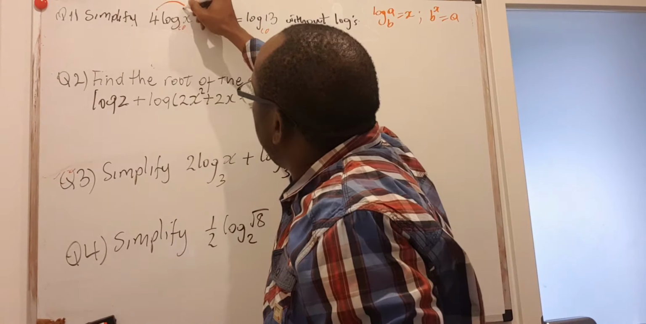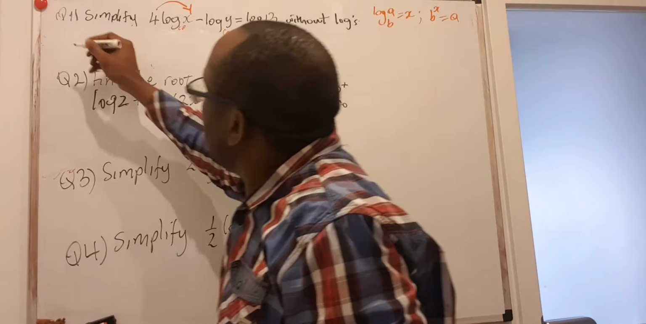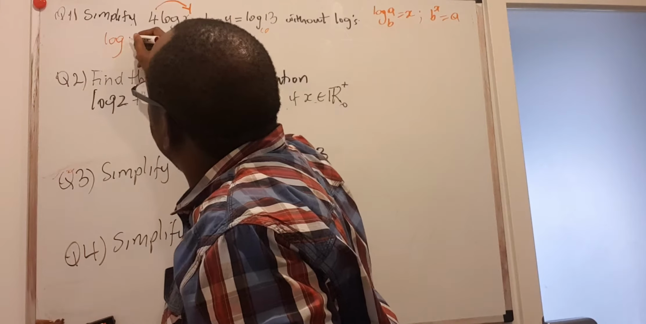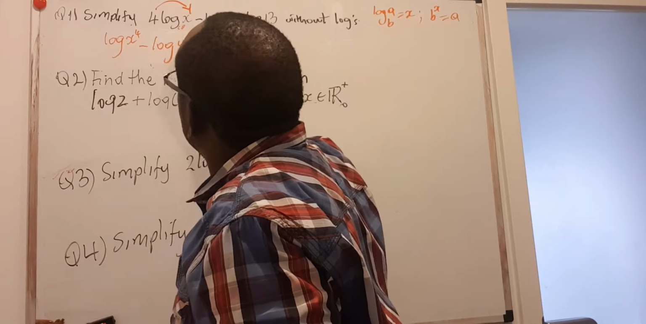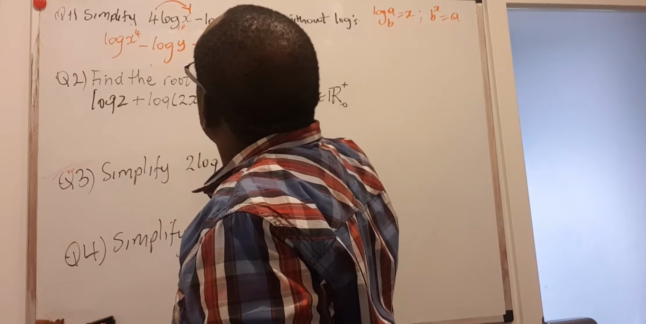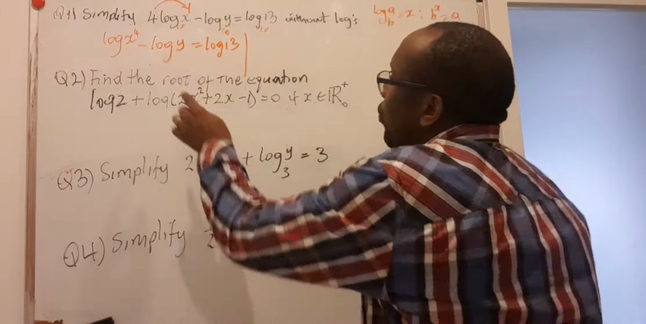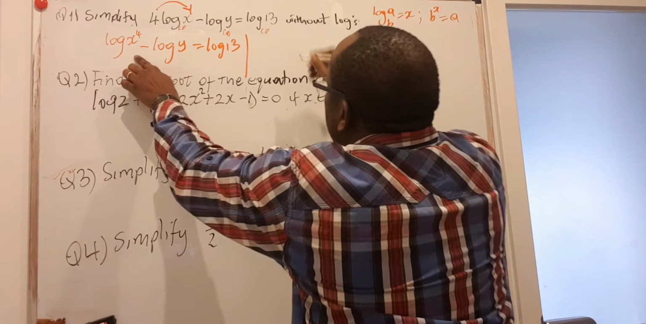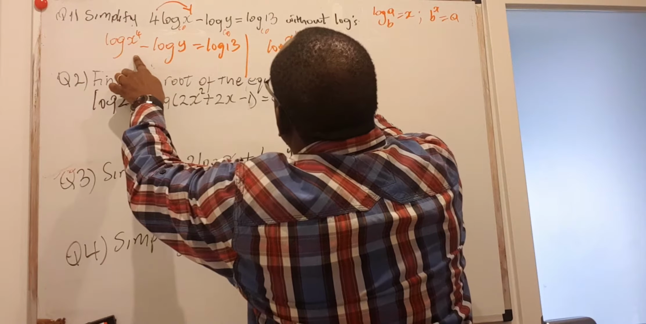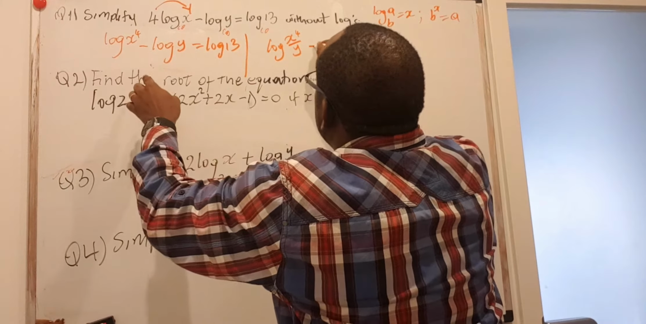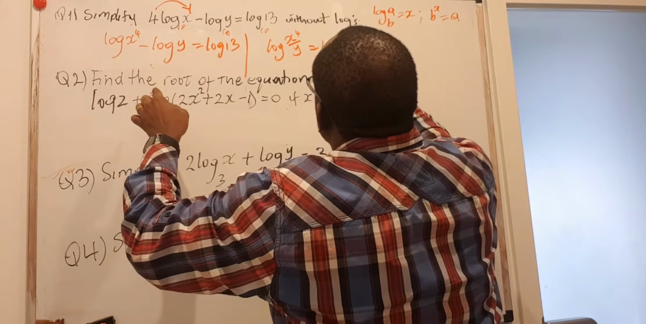So what we do is we try to carry up to the power. I also showed you that. So this will become log of x to the power 4 minus log of y is equal to log of 13. We already saw that when you're subtracting two logs, it's just the log of their ratio. So this is the log of x to the power 4 divided by y, all that to the base 10, and that's equal to log of 13.